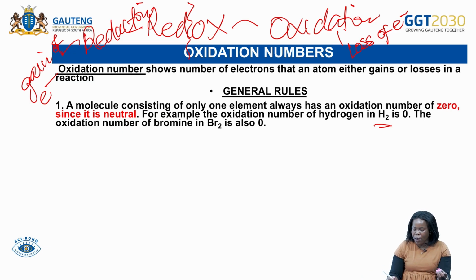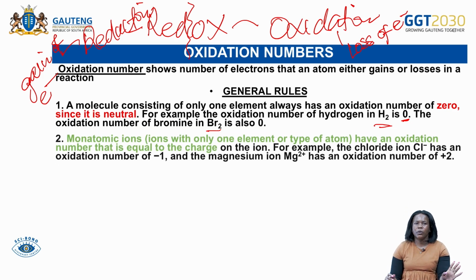So we have an oxidation number of what? Of 0. All right. So another example will be your bromine. Another one will be your chlorine, your iodine. Also has what? The oxidation number of 0. That is rule number one. So a molecule consisting of one element has an oxidation number of what? Of 0. Okay.